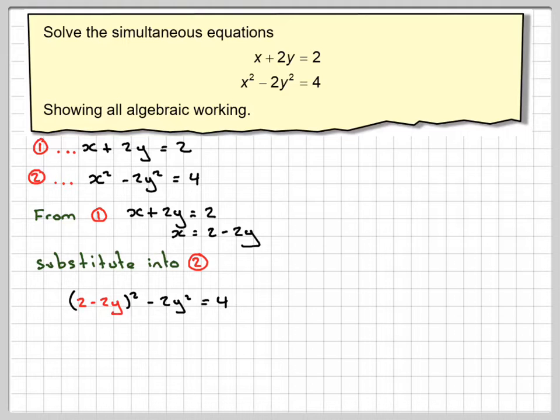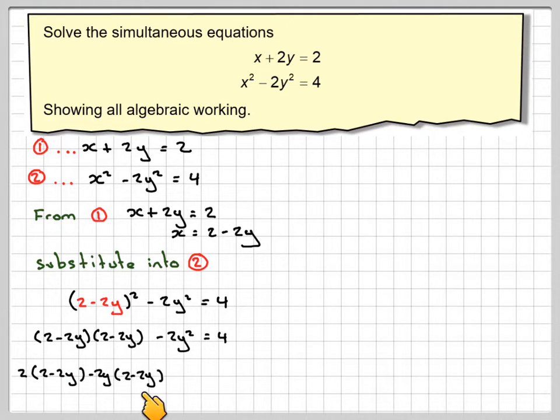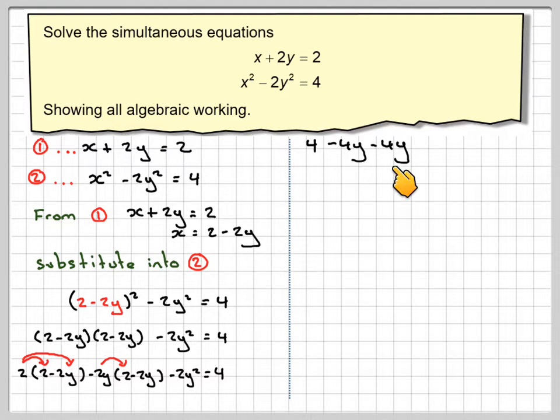We have to expand this. This means 2 minus 2y times 2 minus 2y minus 2y squared is equal to 4. So that's going to be 2 times 2 minus 2y minus 2y times 2 minus 2y minus 2y squared is equal to 4. So that gives me 2 times 2, which is 4. 2 times minus 2y, which gives me minus 4y. Minus 2 times 2, which gives me minus 4y. Minus 2 times minus 2 gives me plus, so be careful with the sign, 4y squared. Minus 2y squared is equal to 4.